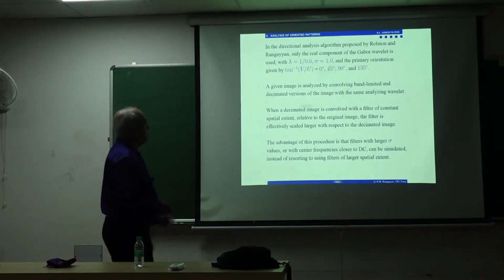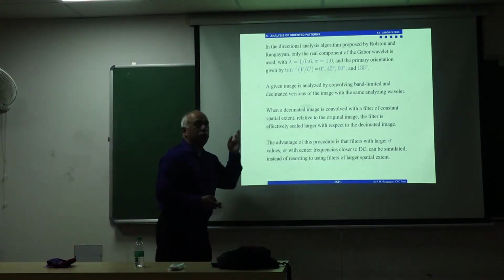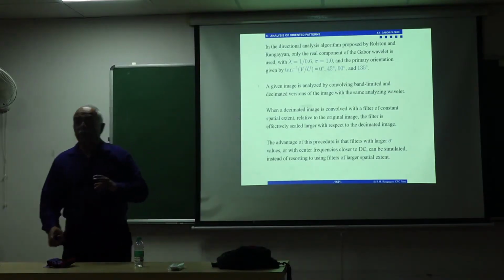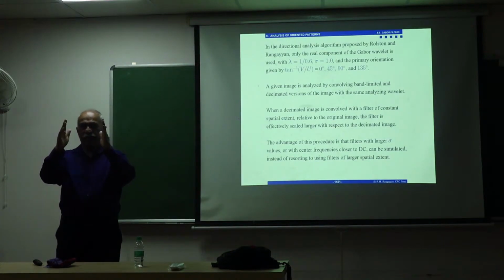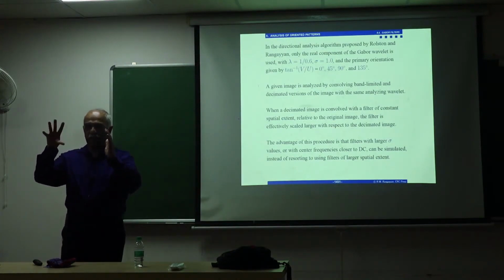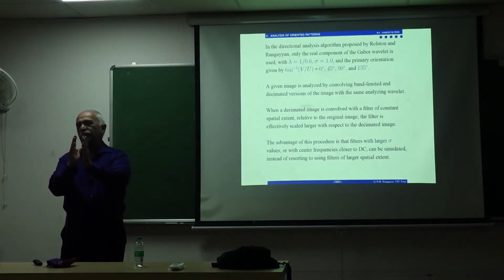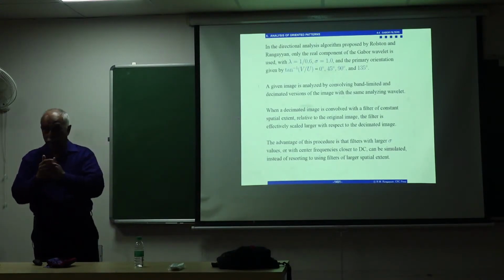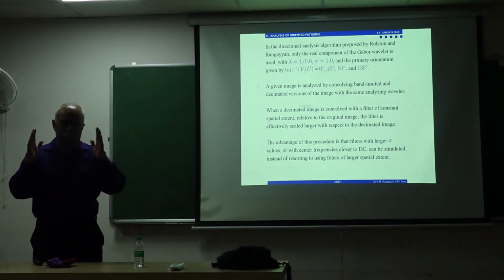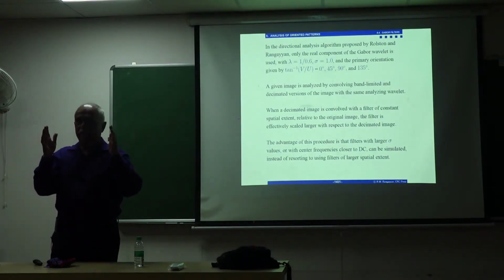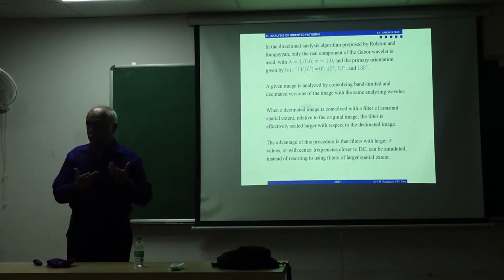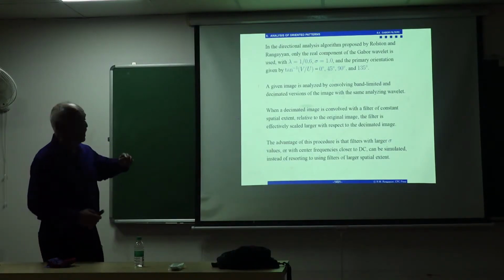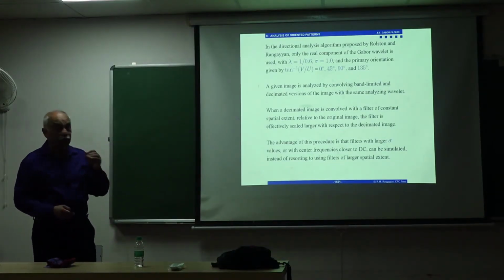So you may convolve the band-limited and decimated versions of the image with the same analyzing wavelet. When you do multi-scale analysis, there are 2 possibilities. You keep the image fixed and change the wavelet scale. Or you keep the same wavelet and downsample and shrink the image, change the scale of the image. But if you are given a small finite-sized image, then you can only shrink it so many times. After that, you lose all details. So one needs to be careful in the application of scaling to the given image.